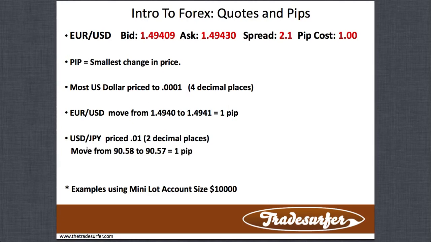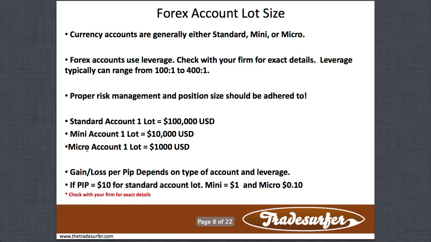Now the US dollar Japanese yen pair is priced or traded a little bit differently with regard to pips. It actually only goes 2 decimal places. But again, this is using a $10,000 lot size. And so they're usually standard, mini, or micro lot sizes.